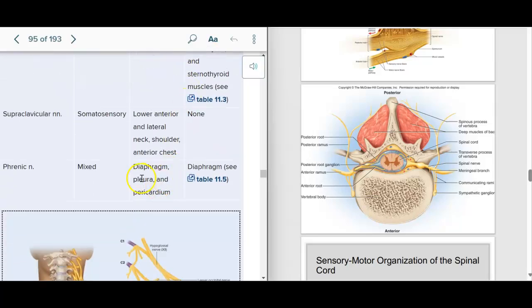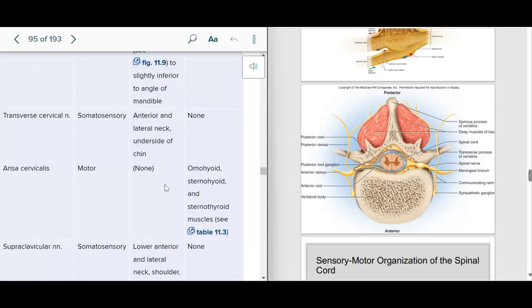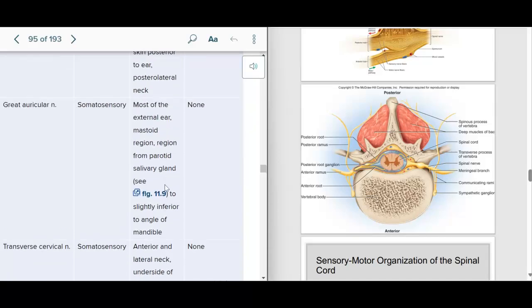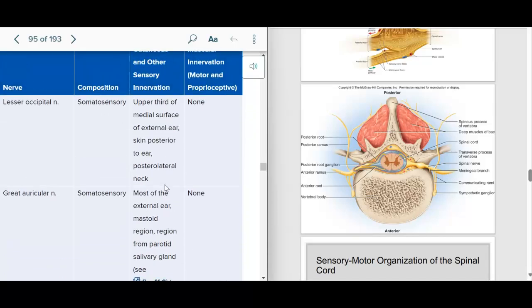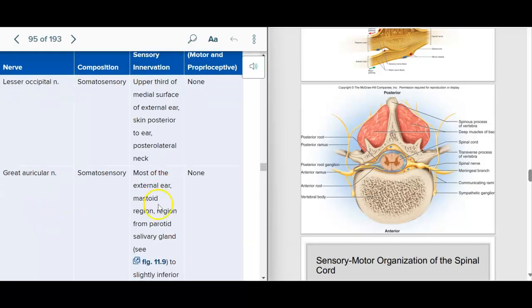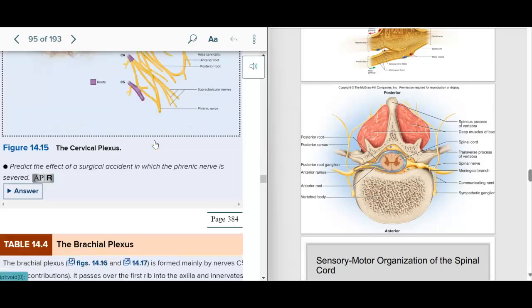And why is that important? Because it goes to our diaphragm. And then when we talk about nerves that go to the head, here we have the lesser occipital and great auricular. Now it makes sense that it goes to the ear region, okay? So some of these have names that make sense.